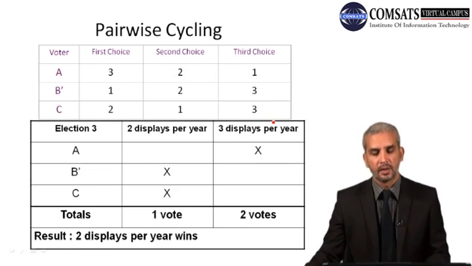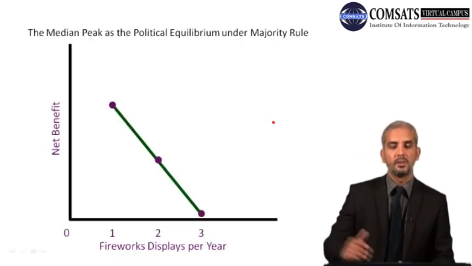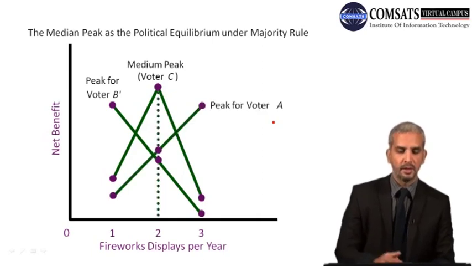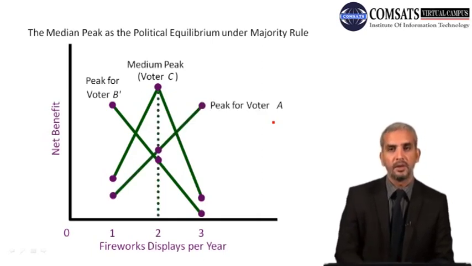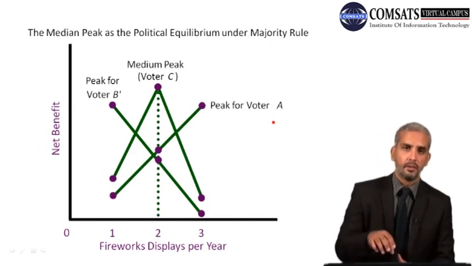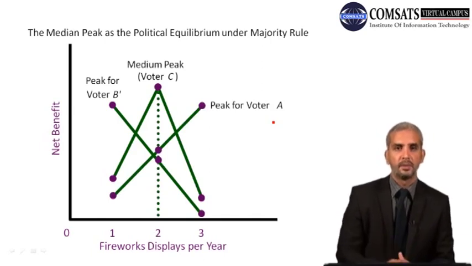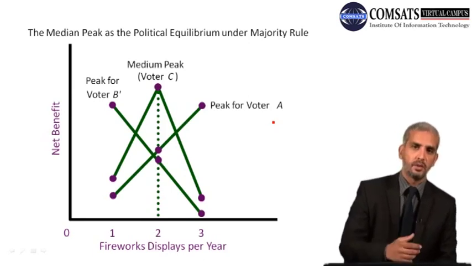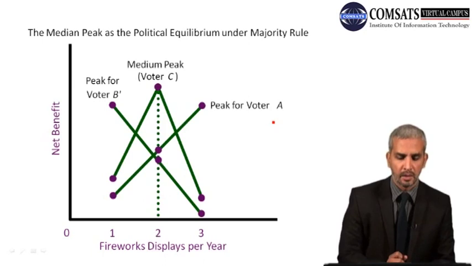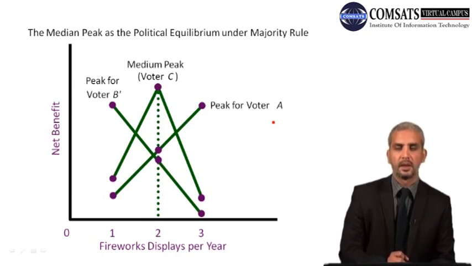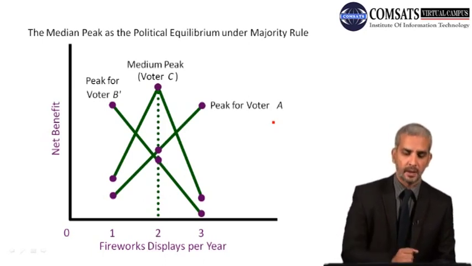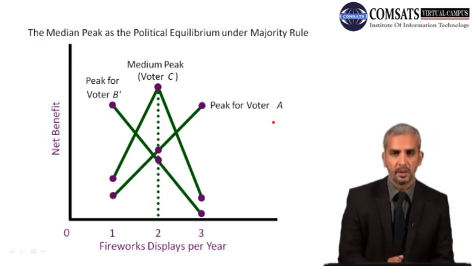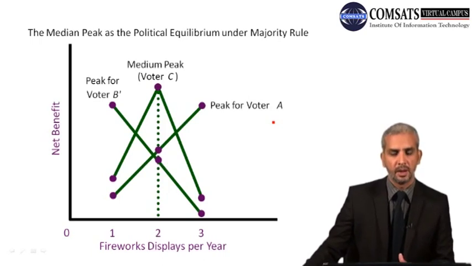This showed that elimination of the multiple peak preference resulted in the median peak as the political equilibrium under majority rule. So when we eliminated the multiple peak preference, we arrived at a political equilibrium which was not possible before in the presence of that multiple peak preference, which again strengthens Arrow's impossibility theorem, because in the presence of that multiple peak we were not able to reach an equilibrium.